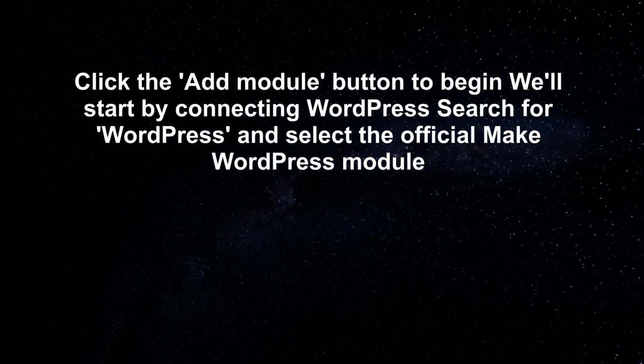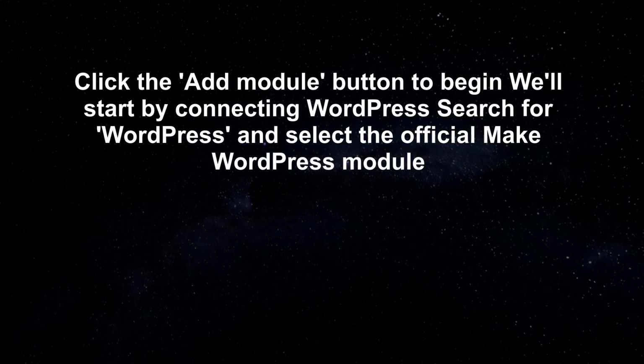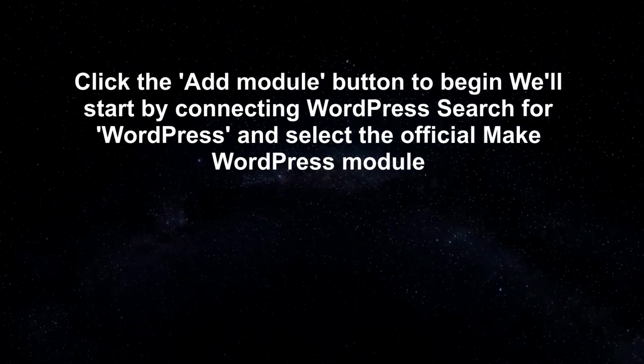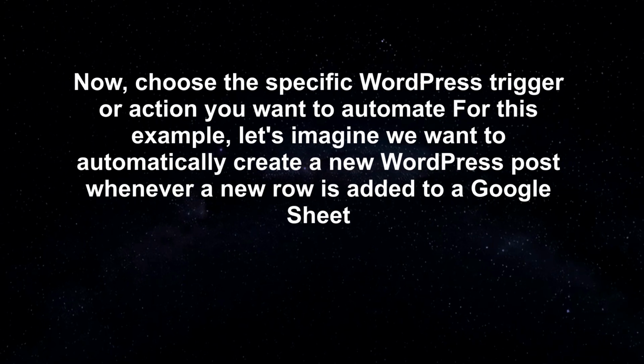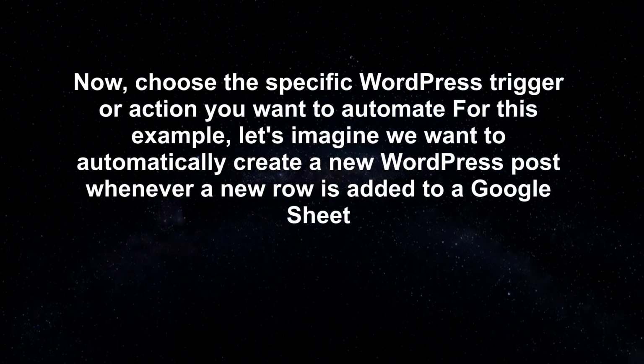Click the Add Module button to begin. We'll start by connecting WordPress. Search for WordPress, and select the official Make WordPress module. Now, choose the specific WordPress trigger or action you want to automate.